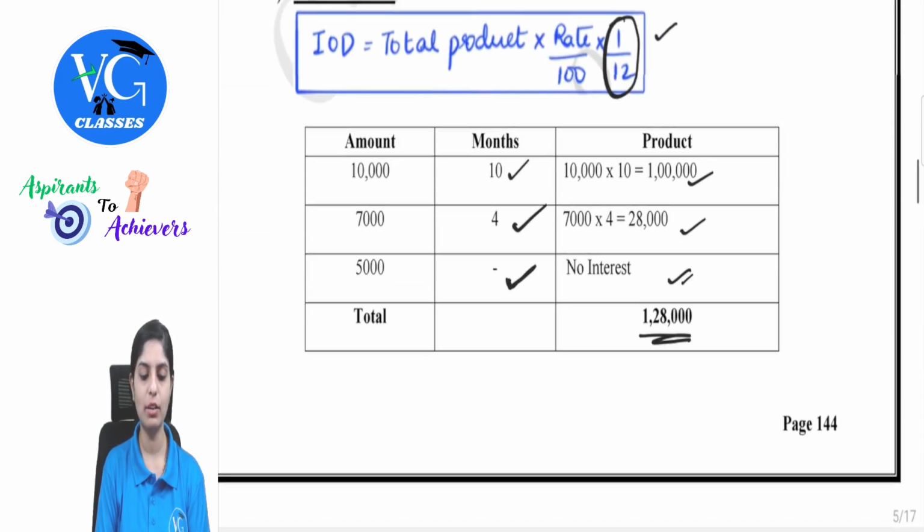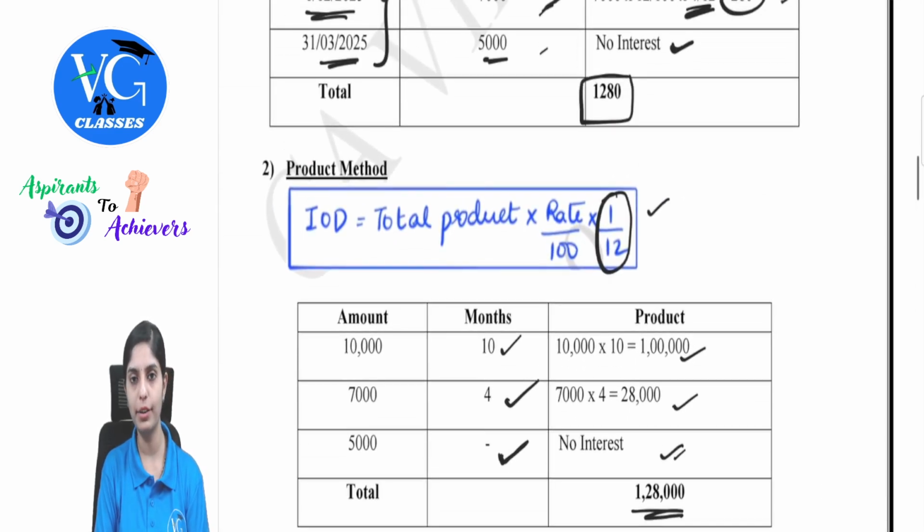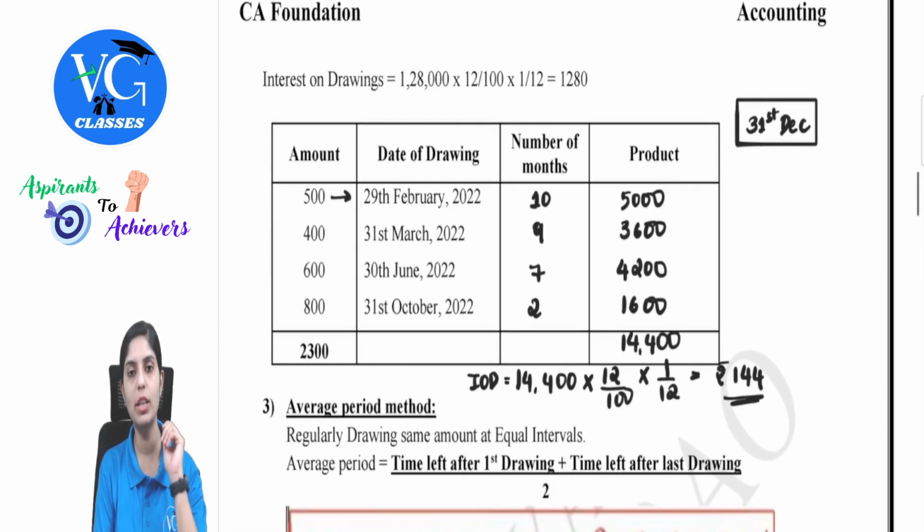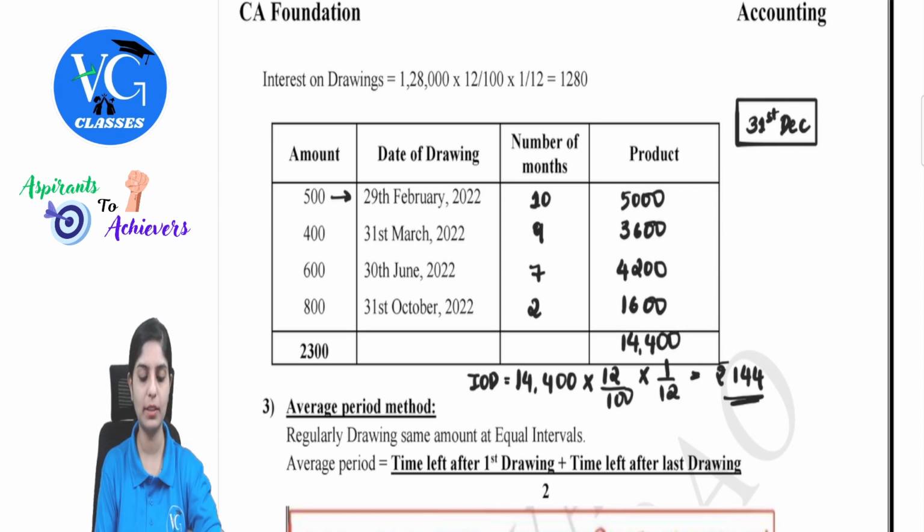So in these calculations, what becomes mainly important is when is the date of drawing and when is the year end. Based on that, we will calculate the number of months, multiply that with the amount of drawings, and then find out the total product into rate of interest into 1 by 12. Clear? We have understood two methods.